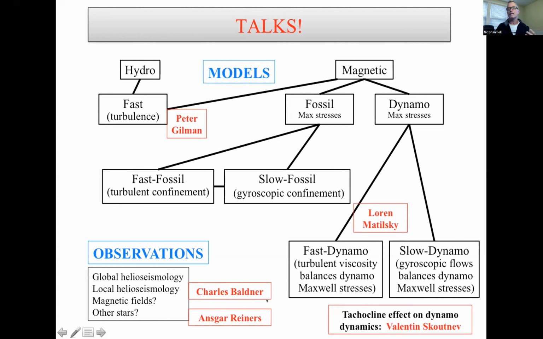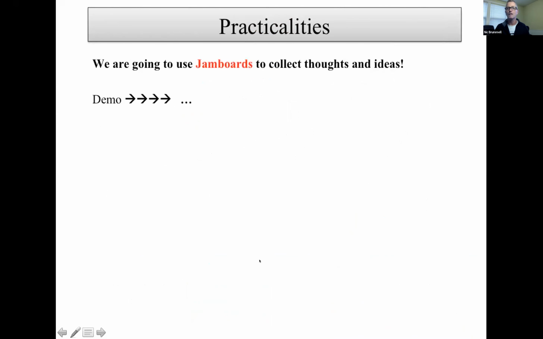The idea was to bring in some new perspectives, some different perspectives, some slightly wider perspectives, and just to try and get everyone's brains moving and stimulated and thinking about what these possible next steps to do with the Tachocline could be. Now, to collect everybody's thoughts, we're going to do this thing called Jamboards.